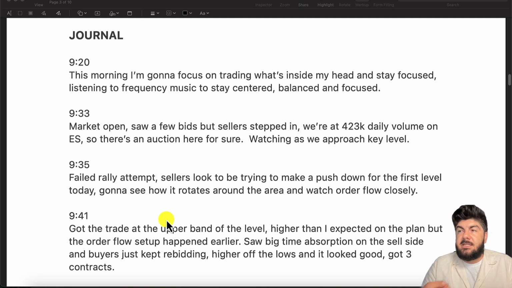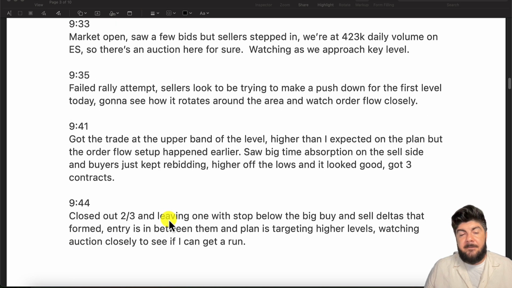So here you could see I'm acknowledging that I got it on the upper band of the level, but it still did hit my level. And I'm giving context here to myself why I got in slightly higher on the level rather than waiting for the pullback. I'm capturing the moment I make the decision in real time in this journal. So I got the 3 contracts, right?